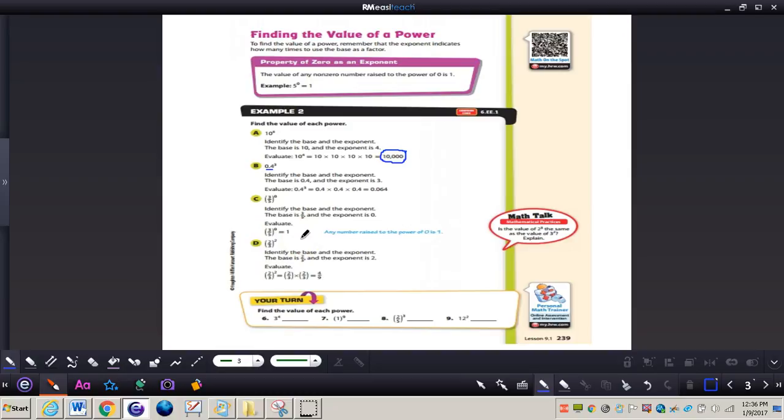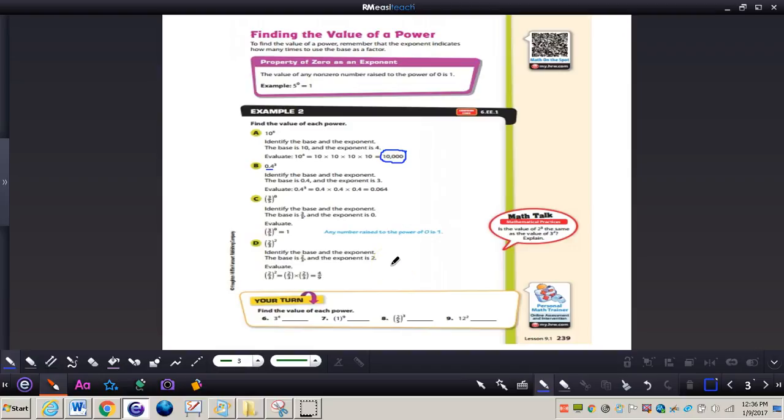Letter D. We have 2/3 to the power of 2, or 2/3 squared. Identify the base, which is 2/3, and the exponent, which is 2. So we take 2/3 squared equals 2/3 times 2/3. It's going to give you 4/9 for the answer.